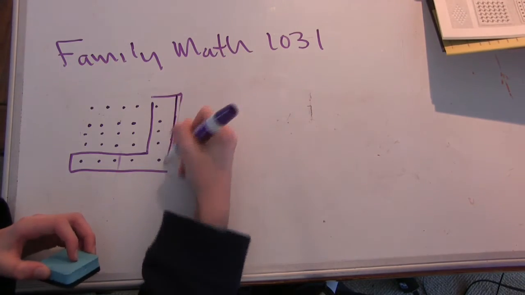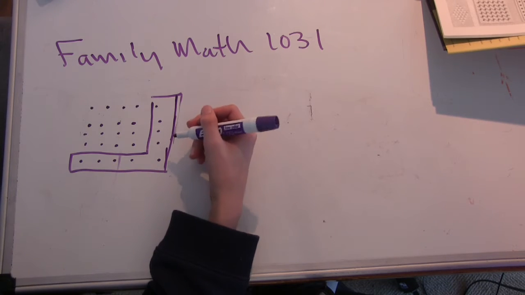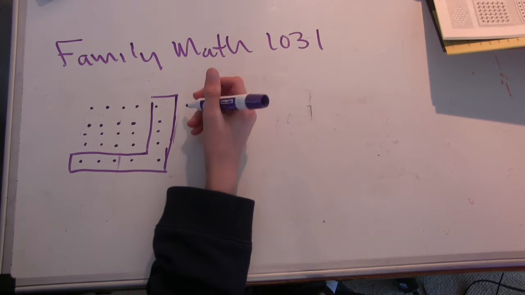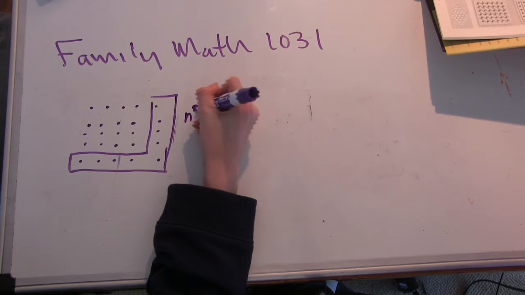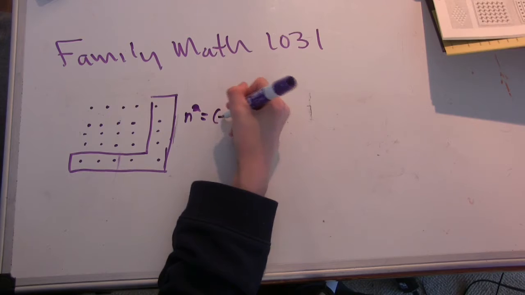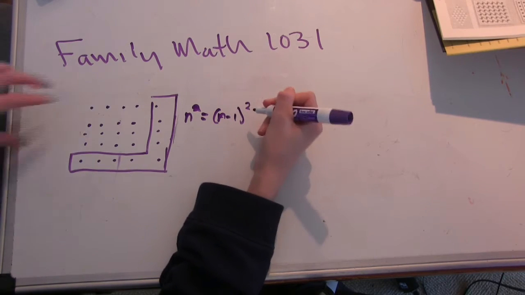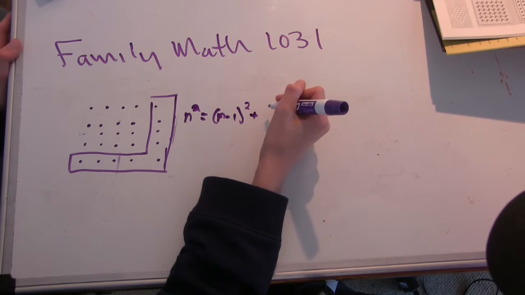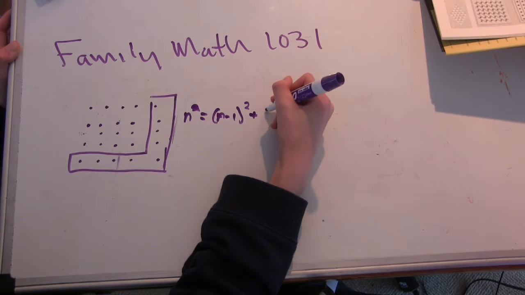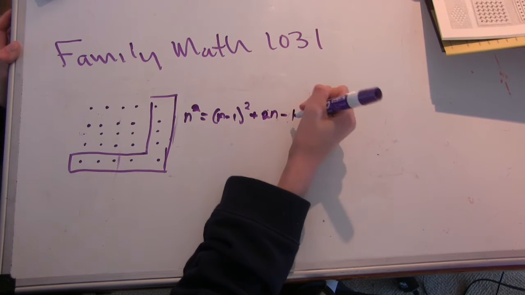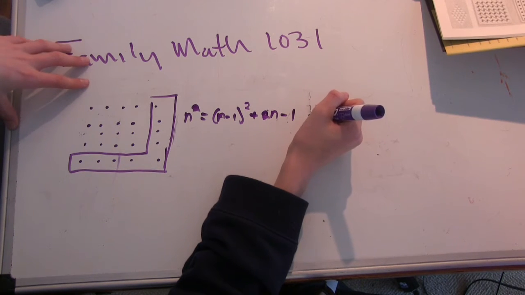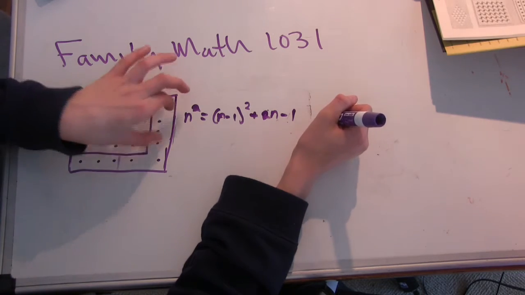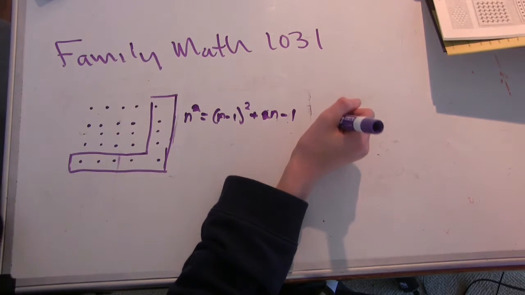Okay. Let's see if we can come up with the equation that this represents. So this is showing that n squared equals n minus 1 squared, this is this bit here, plus 2n minus 1. Or I suppose it could be 2n minus 1 plus 1, so you have these 2 and this bit here. Okay, nice.